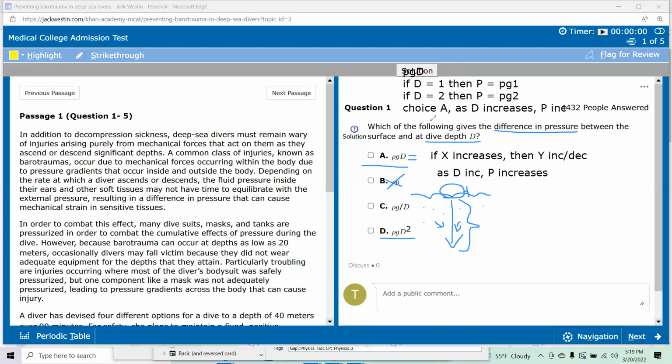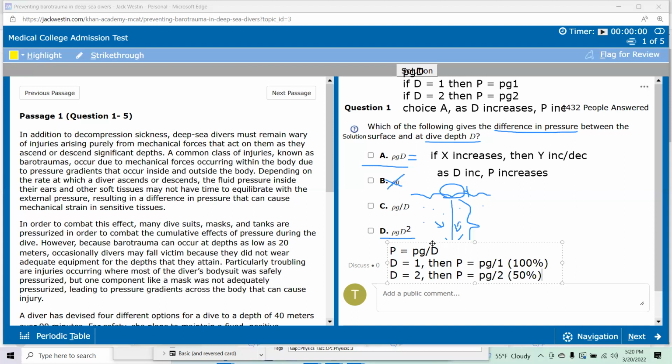So, and again, if it's confusing, let's just plug in numbers, right? Let's say, what if P, as in pressure, is equal to density G divided by D, right? Now let's say that D is 1, then P is equal to PG divided by 1, right? But if D is 2, if D increases, then P equals PG divided by 2. Which of these is bigger, PG divided by 1 or PG divided by 2? Divided by 1, right? Because this is 100% of the value, and this is only 50% of the value, right?